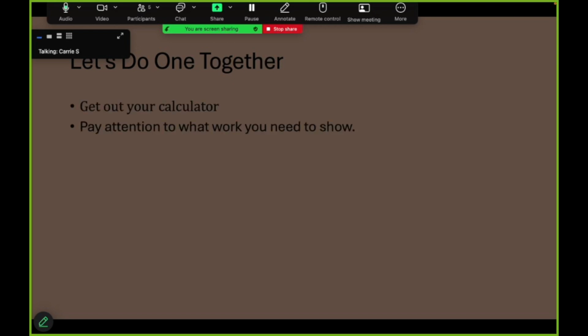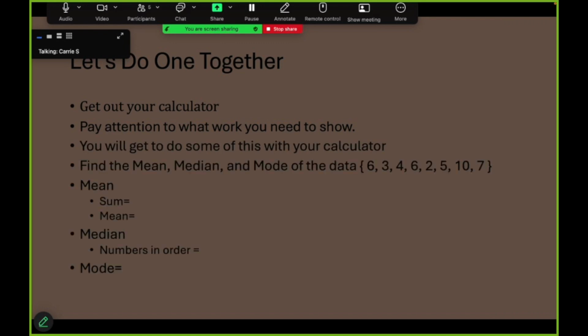I want you to pay attention because there are certain ways I want you to show your work. I'm going to let you use your calculators on some of this where you don't have to show me how you got the answer. But there is something you need to make sure you write down. So here's the problem. Find the mean, median, and mode of these numbers: 6, 3, 4, 6, 2, 5, 10, and 7.